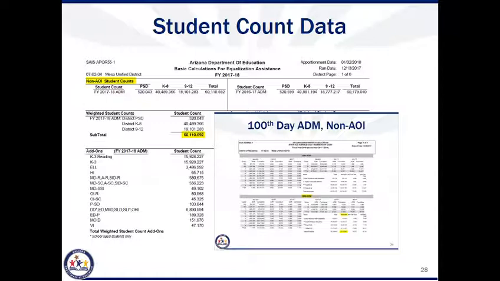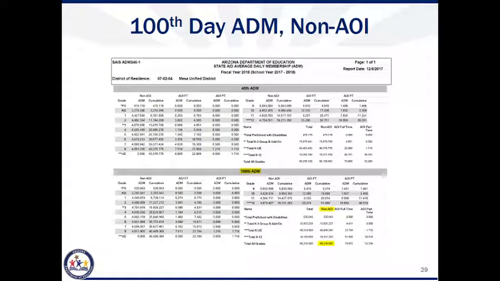So let's remember that 6110. We'll see the 6110.692 non-AOI, those are your brick and mortar students, and we're looking at the 100th day ADM. The school finance team is always going to pay you based off of the 100th day ADM. The 40th ADM does still reflect, because for auditing purposes, you still have to show that you've reconciled against the 40th day values and the 100th day ADM values.